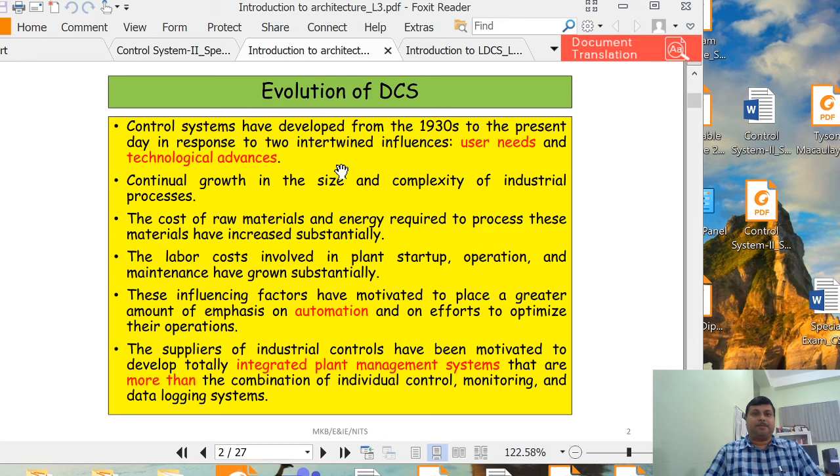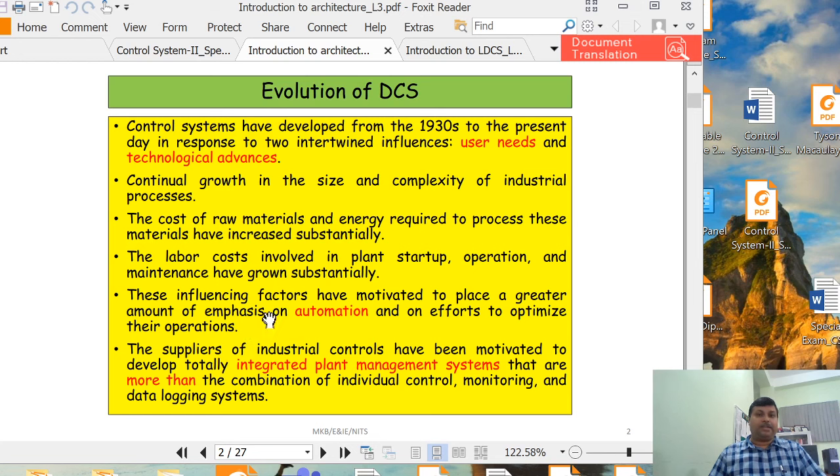The control system has developed from the 1930s to the present day in response to two intertwined influences. What are they? User needs and technological advances. Along with that, continual growth in the size and complexity of industrial processes is a cause of this development. Also, the cost of raw materials and the energy required to process these materials have increased substantially. The labor cost involved in plant startup, operation and maintenance has grown substantially. These influencing factors have motivated a greater emphasis on automation and on efforts to optimize operation. So these are the factors by which the introduction of automation is motivated.